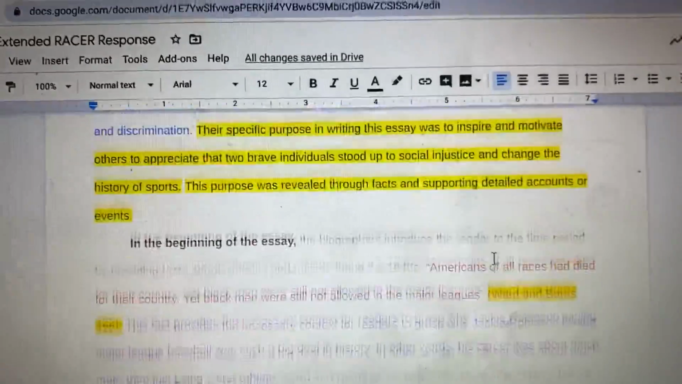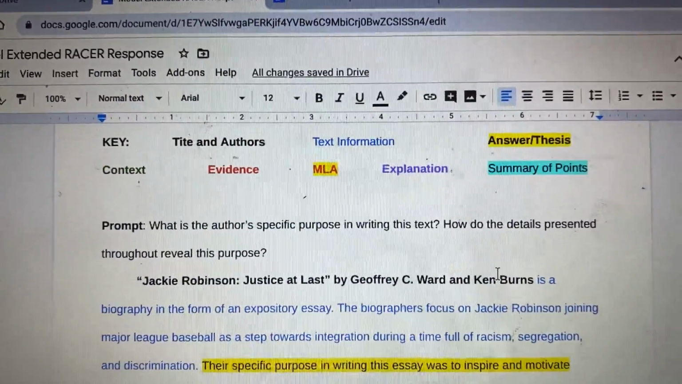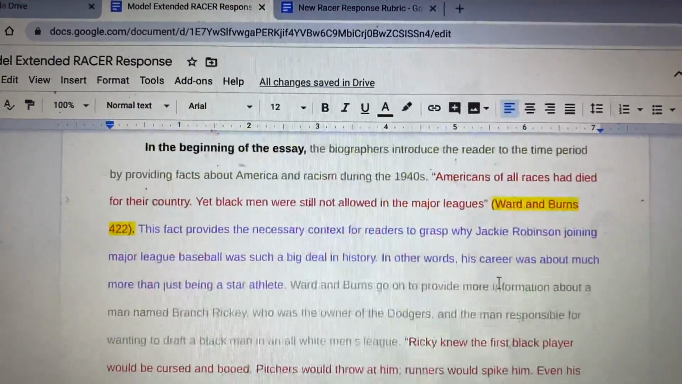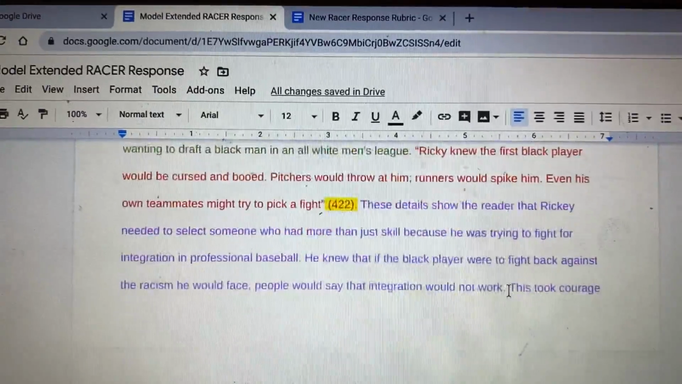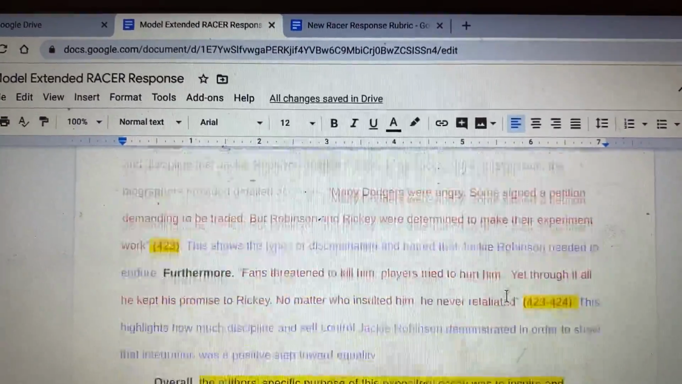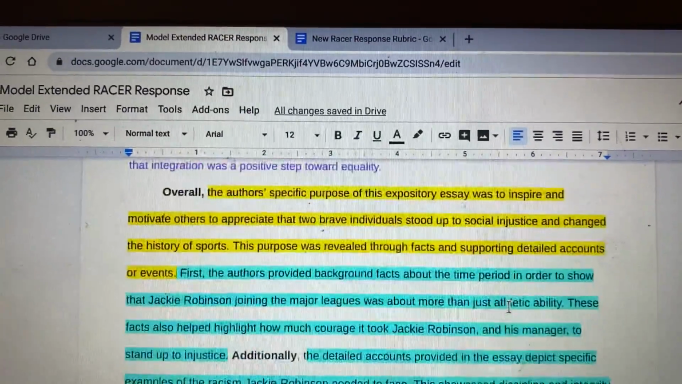Okay, this would score a 21 out of 21 plus the 3 points for following directions on the rubric. I've included all the necessary criteria. My information is accurate. My explanations are detailed. I have at least 3 pieces of evidence cited in my body paragraph. I summarize my points at the end.